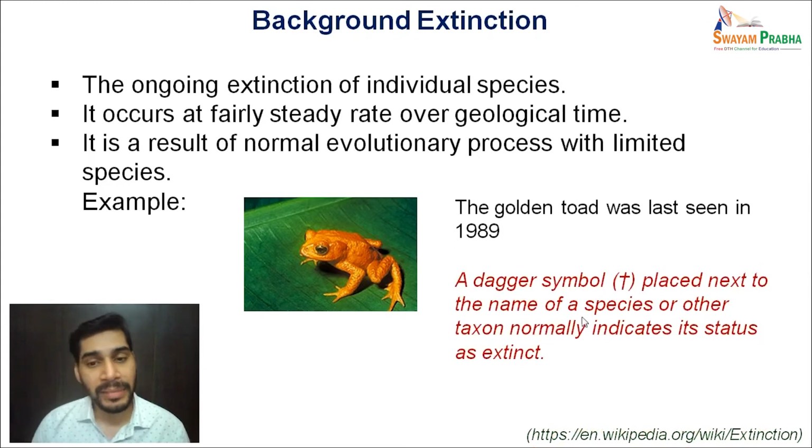A symbol of a dagger, just like this, if it is placed next to the name of the species or any taxon, simply indicates that that particular species has gone extinct. So, in order to show the status of a species or taxon as extinct, you need to put a dagger symbol after the name of that species.